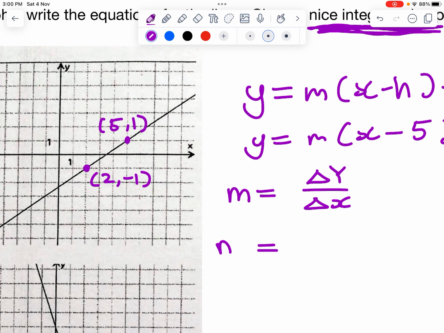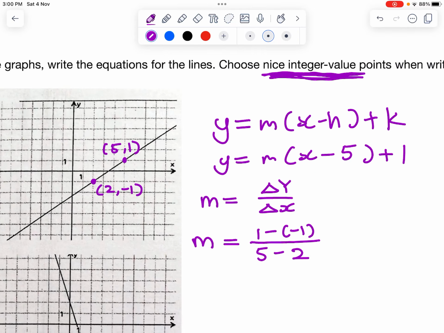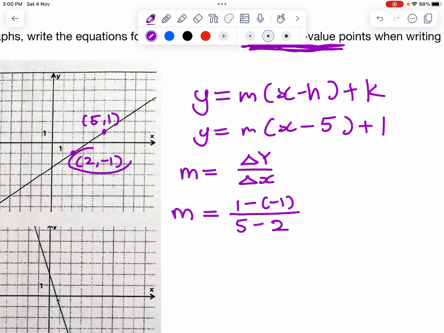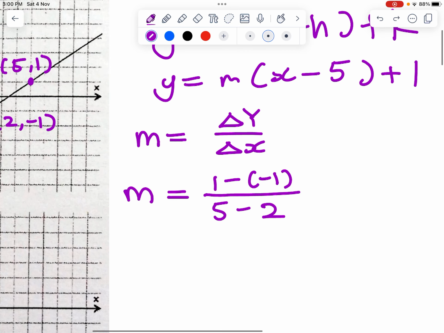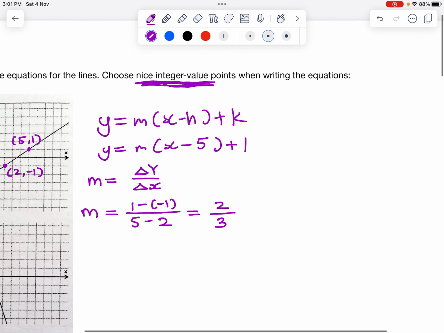So the y value here is 1 minus -1 over 5 minus 2. And so you can also do the other way around and do like -1 minus 1 and then 2 minus 5. But in order to make it easier, you usually want the slope, the point that is bigger. So 1 minus -1 is 1 plus 1, which is 2. I'll write here. 2 over 5 minus 2 is 3. So you know that the slope is 2 over 3.